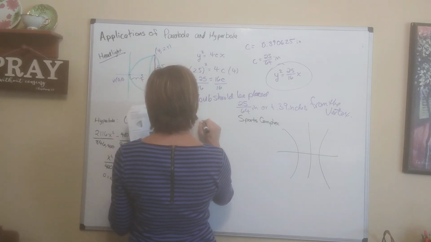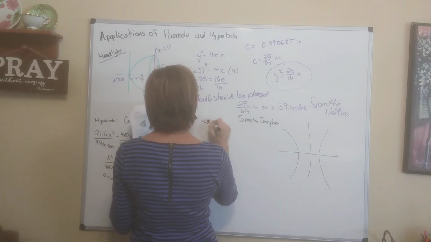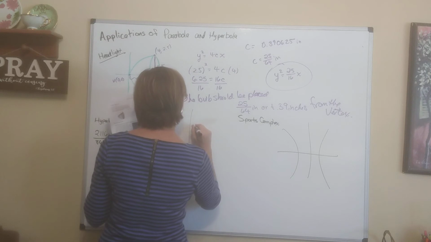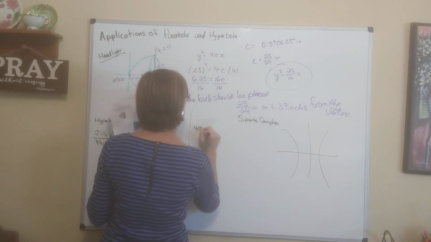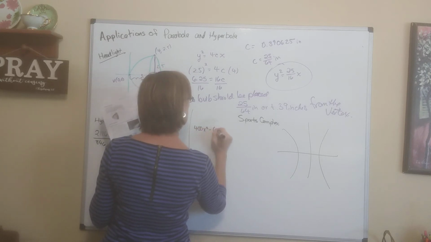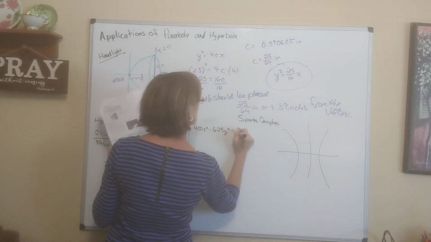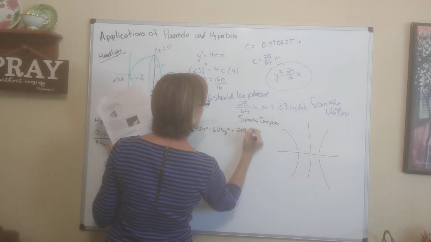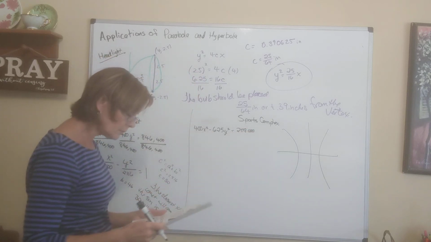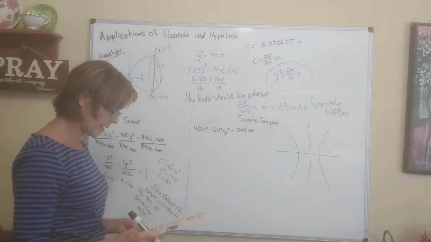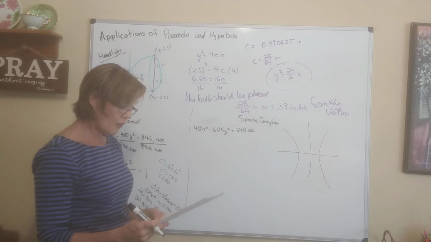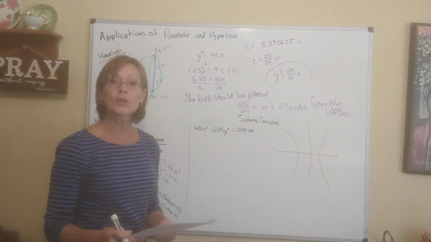So 400 x squared minus 625 y squared is 250. All right. Now, they ask us a couple of things. How far apart are the buildings at their closest point?